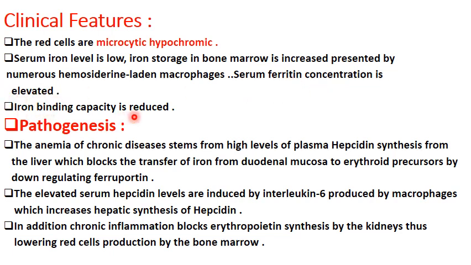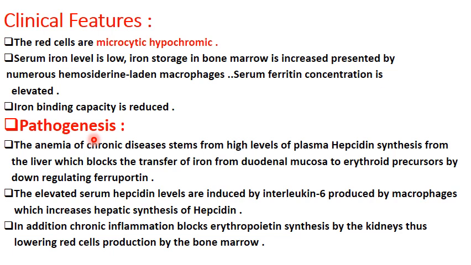Iron binding capacity is reduced. This is the difference between pure iron deficiency anemia and the anemia of chronic illness, in which the iron binding capacity is reduced, serum iron is reduced, hemoglobin is also reduced, but the serum ferritin concentration and the storage of iron in the bone marrow, shown by hemosiderin-laden macrophages, are increased.